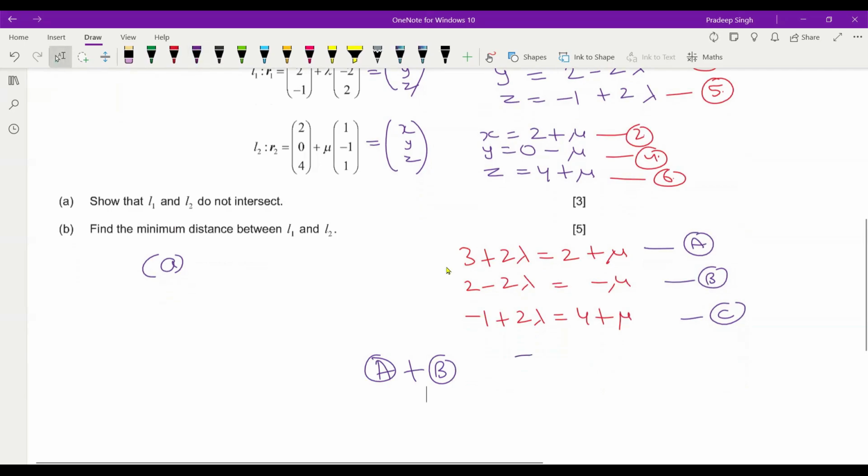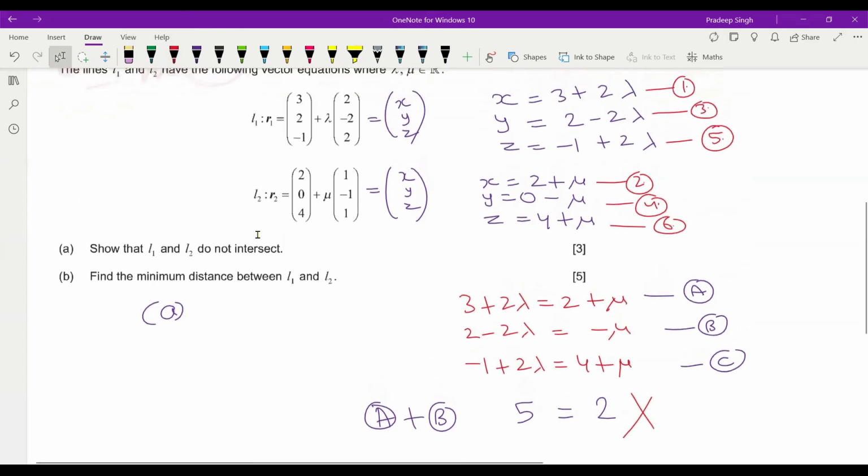So on the left-hand side, we'll get 5 equals, on the right-hand side, we have 2 plus mu minus mu. So mu gets cancelled out, so we get 2. So we get 5 is equal to 2. Now this equation is absolutely absurd, not possible, right? So since this equation is wrong, our original assumption that the lines were intersecting was actually wrong.